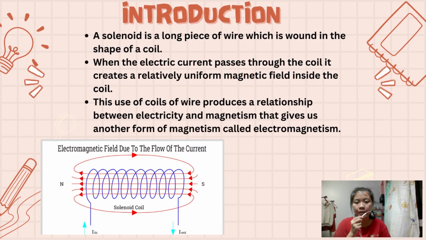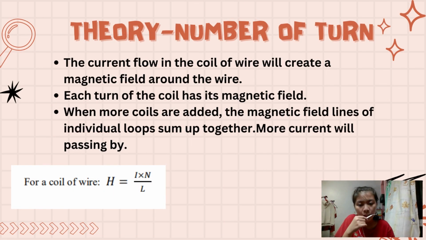Now I will briefly introduce our experiment concept. Our experiment is actually about solenoid. A solenoid is a long piece of wire which is wound in the shape of a coil. When the electric current passes through the coil, it will create a uniform magnetic field inside the coil, and the use of coil of wire will produce a relationship between electricity and magnetism that gives us another form of magnetism called electromagnetism. So there are a few factors which can affect the strength of magnetic field.